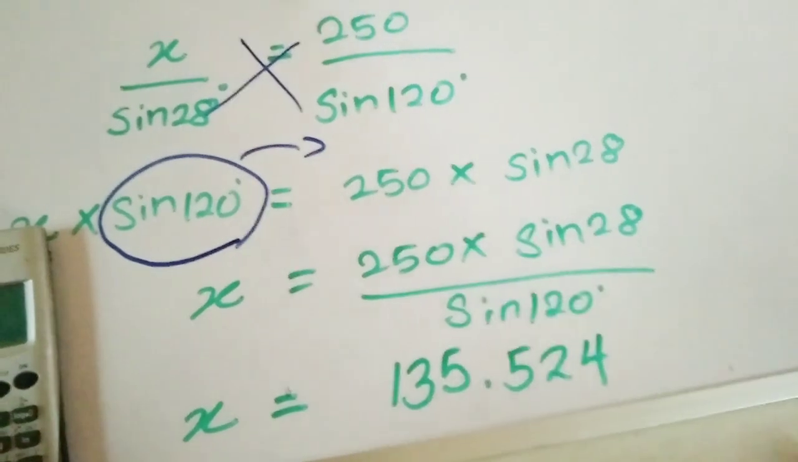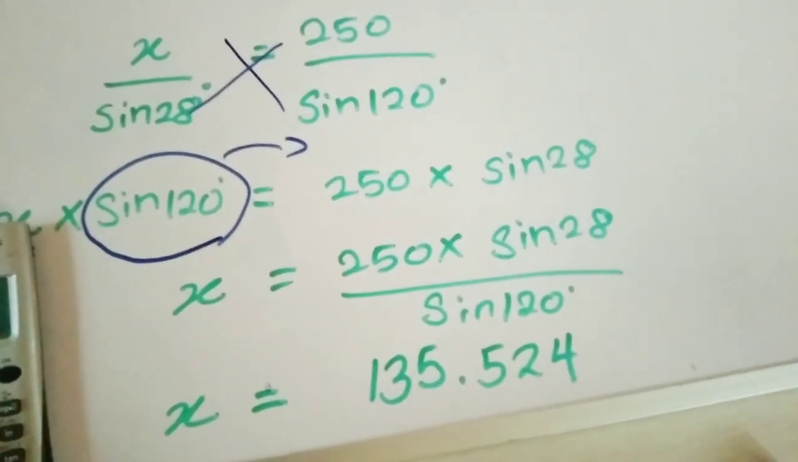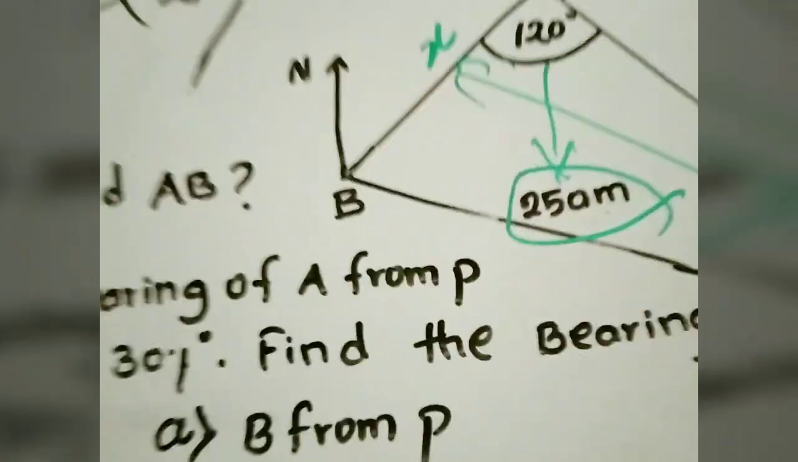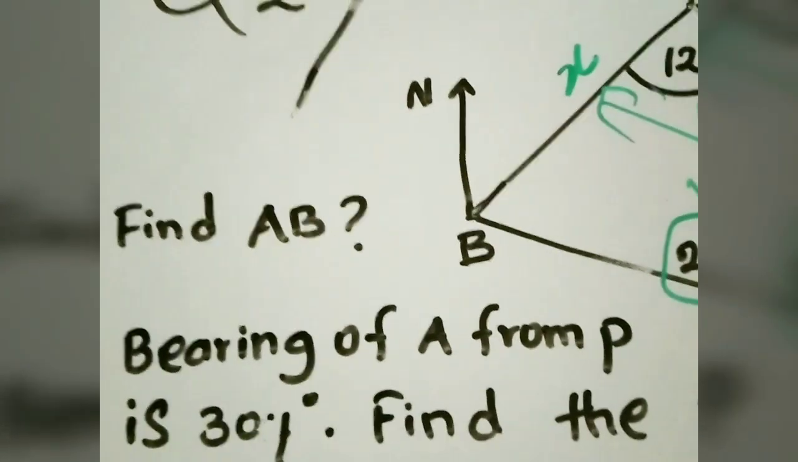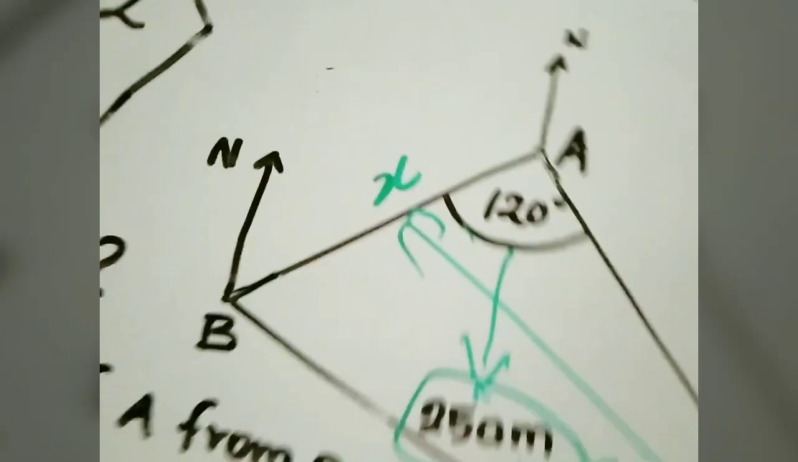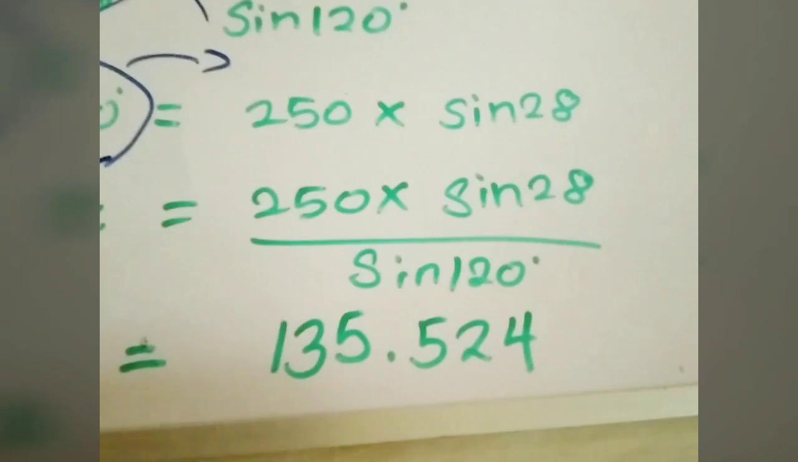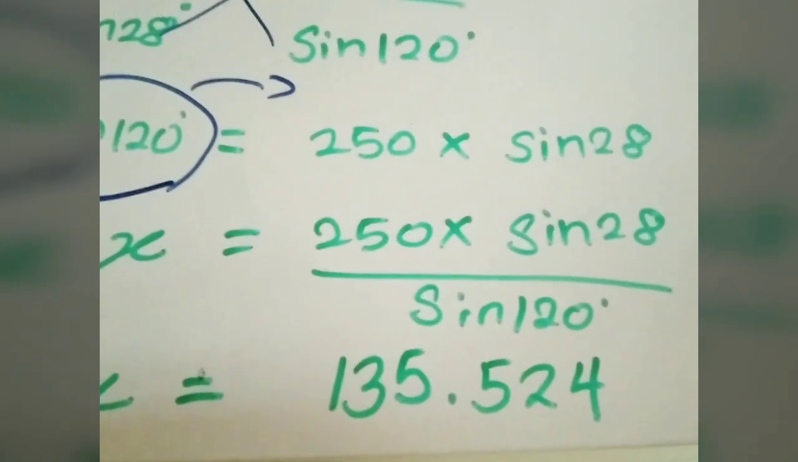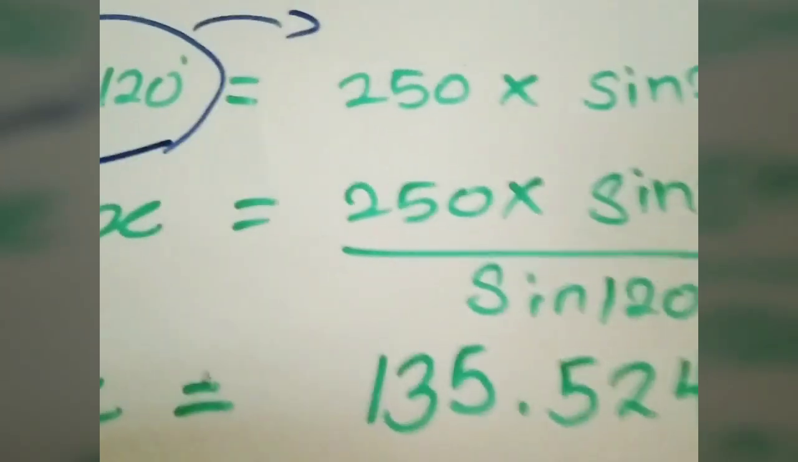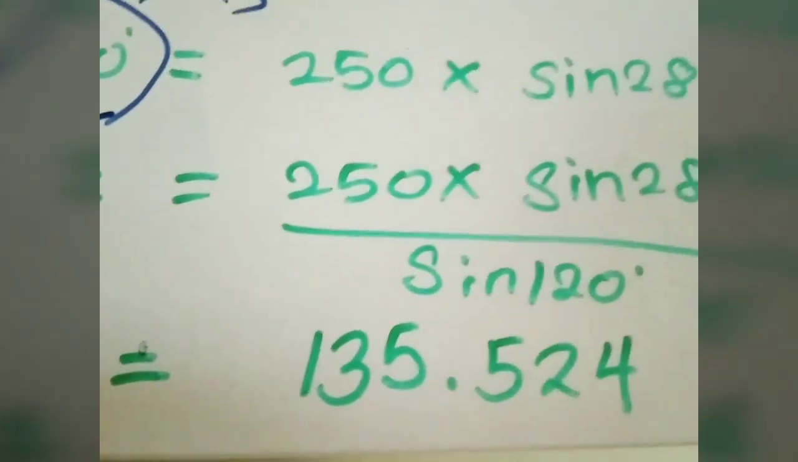135.52466. I think you all understood the question. The question is find AB. It's connected with two sides and two angles. Because of that, we used sine rule here and got the answer. The final answer, we can give it in 2 decimal places.